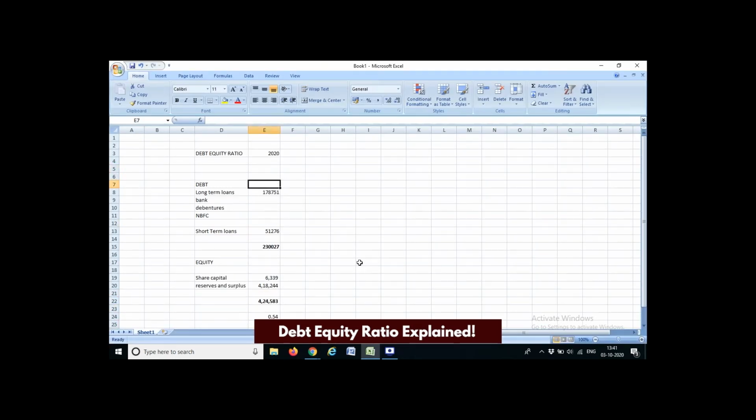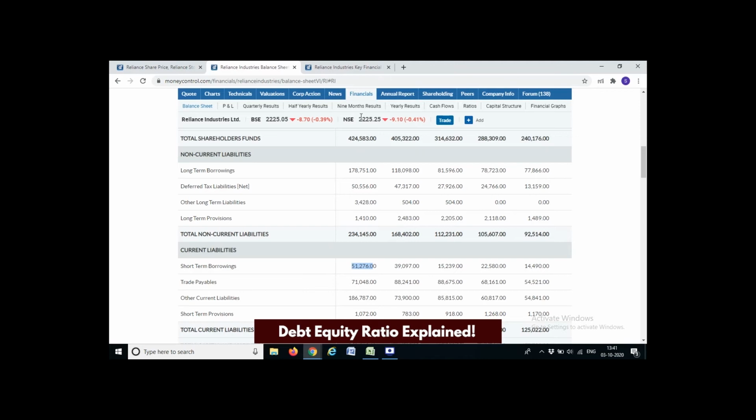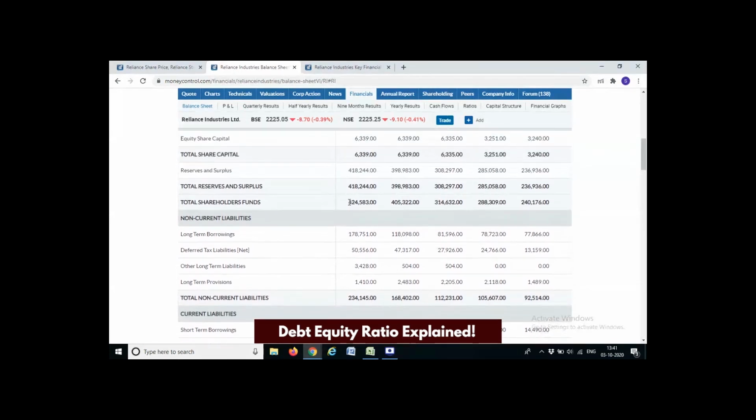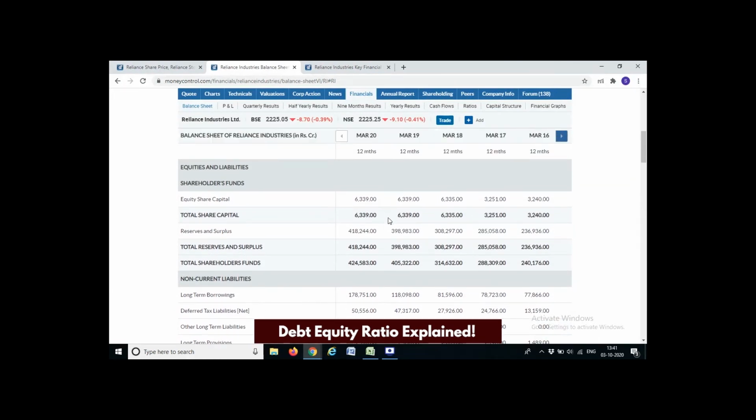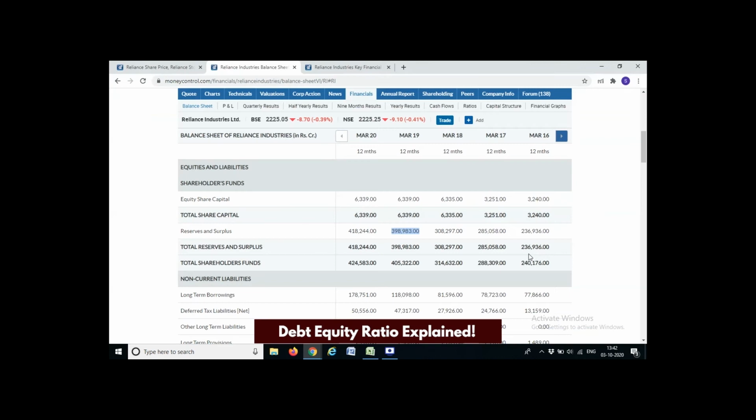Now, just to summarize this for you, let's calculate the same for 2019 also. We go to the balance sheet and financials, then the balance sheet, and look at 2019, which is here. The equity share capital is the same. The reserves and surplus obviously changed. It's 398,983. The share capital is the same. And this is the total of the equity, which is also matching here, 50,532.